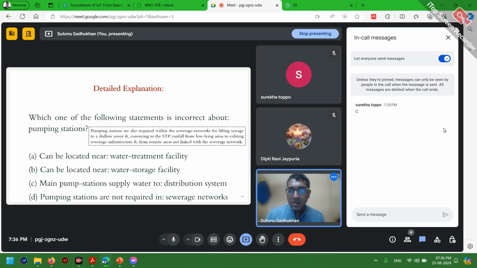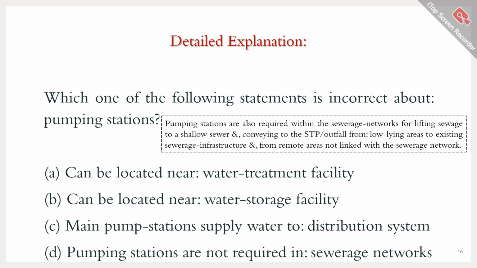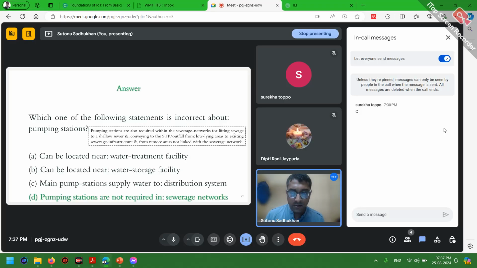For lifting the sewage to a shallow sewer, pumping stations are required, and also for conveying to the STP, that is the sewage treatment plant, or outfall from low-lying areas to existing sewerage infrastructure, and from remote areas not linked with the sewerage network. To transfer sewage from remote areas to the sewage network, pumping is also required. All these points clear that pumping is an essential thing for sewage. So option D is an incorrect statement. Okay, it is the answer.